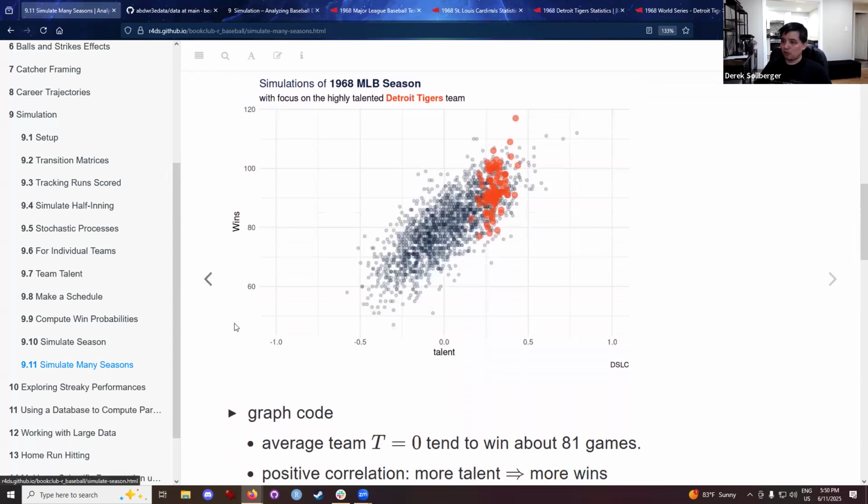And here's what we mean by the correlation. Talent on the horizontal, number of wins on the vertical. As we suspect, we get a positive correlation. As teams have more talent, they tend to win more games. If we plug in a talent level of 0, they have an average number of wins at 81. And in my further calculations, they're in the orange dots. If I assume more talent for the 1968 Detroit Tigers, as you can imagine, they tend to win more games than average.